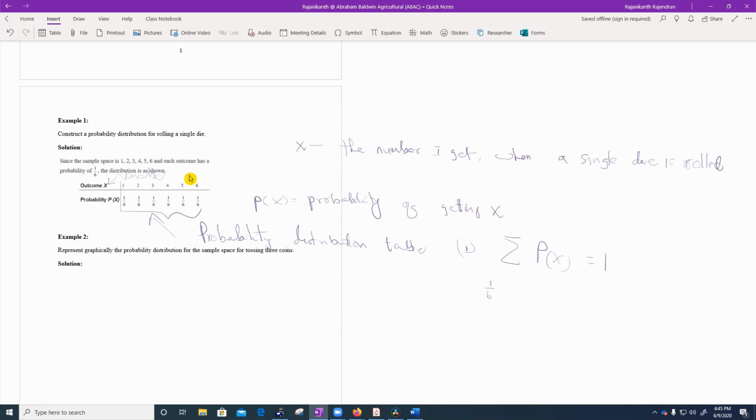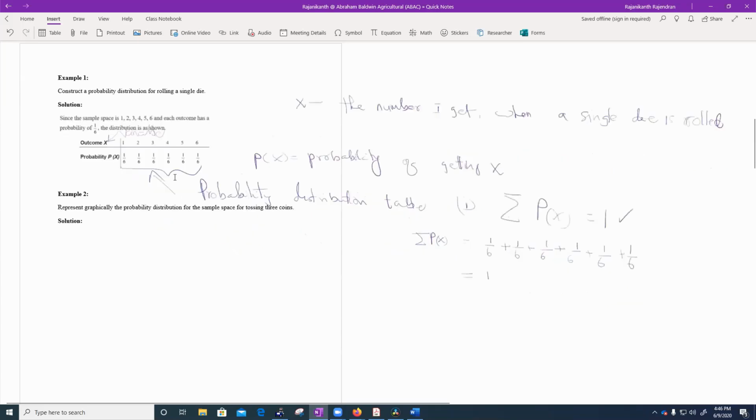Let's see, 1 over 6 plus 1 over 6 plus 1 over 6 plus 1 over 6 plus 1 over 6 plus 1 over 6. I have 6 of them, right? Now this is the summation of p(x), summing all the possible probability values: 1, 2, 3, 4, 5, 6. So if we add, of course, I will get 1, right? Therefore, yes, the first condition is satisfied.